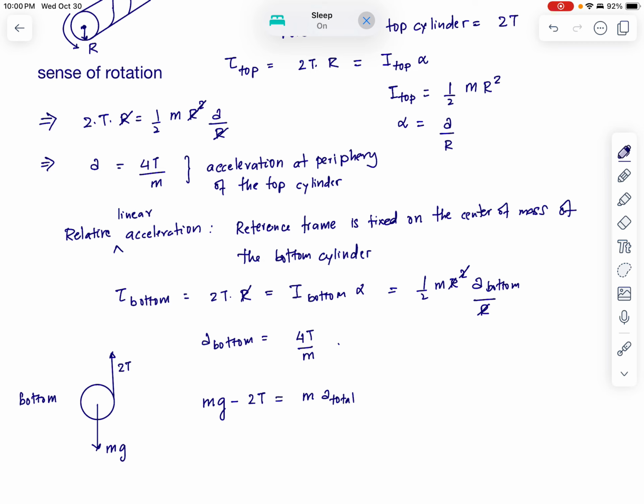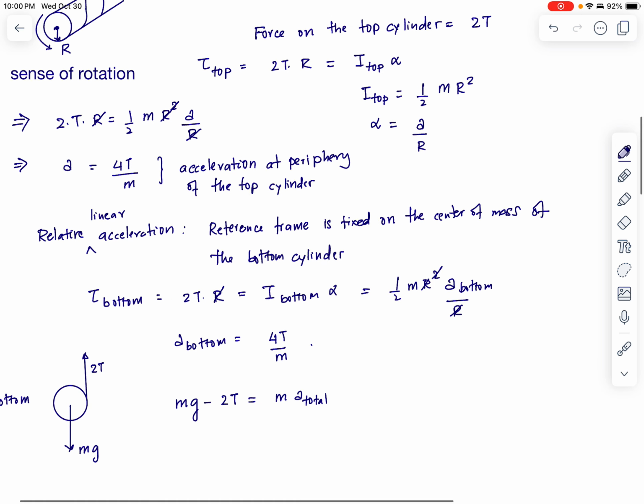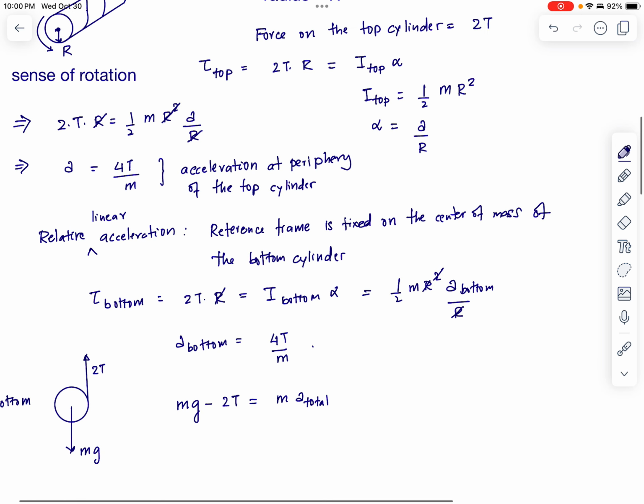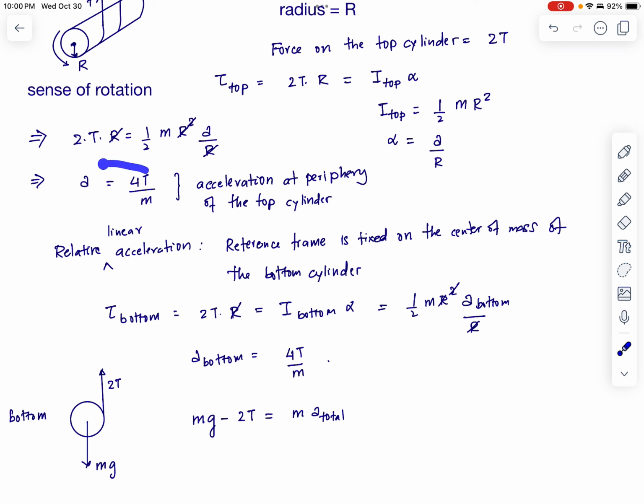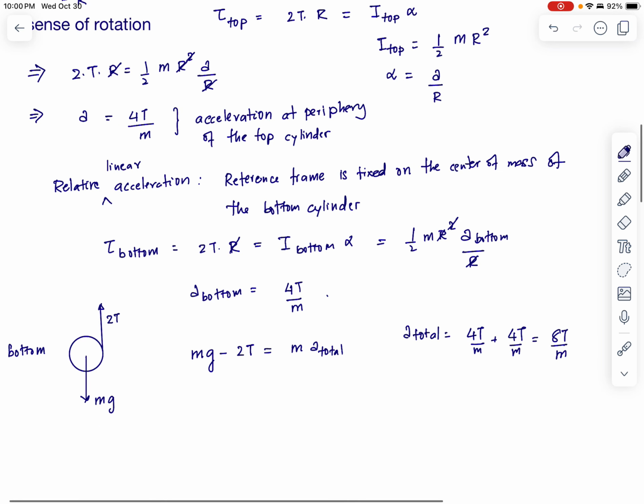Okay. Now, what is a total? A total is the relative acceleration of the bottom cylinder plus the acceleration of the top. So a total equals 4t over m plus 4t over m, which equals 8t over m. So that's what we get.